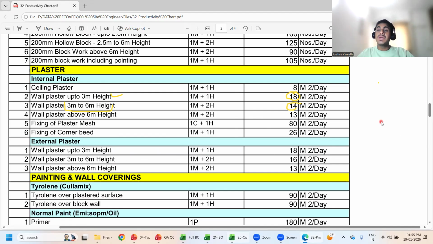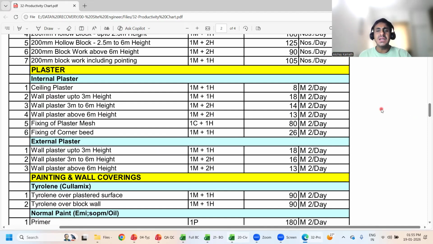If I make you stand at 5 meter, that is at 15 feet, definitely because of the fear, height fear, and also you are subjected to pressure. If it is external plastering, you're subjected to wind pressure and all. So definitely your productivity will come down. And that is the reason why the productivity is going to come down. Okay. So that is how it is. That's it.